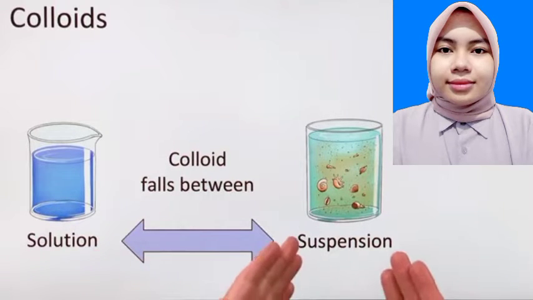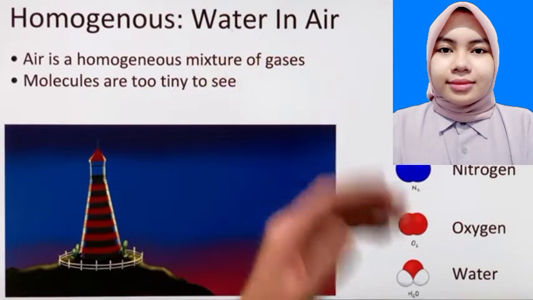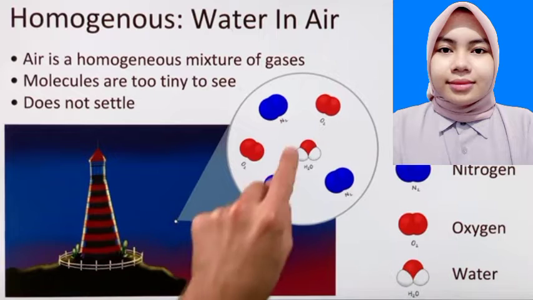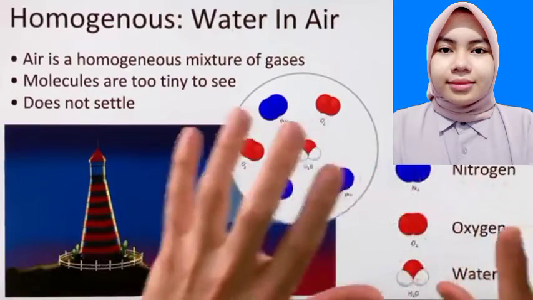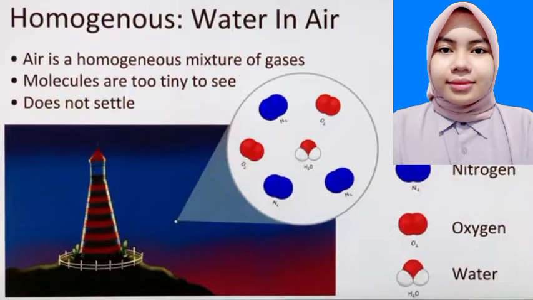We'll use an example to make this clear. We'll look at water in the air. Air is a homogeneous mixture of gases. They're mostly nitrogen and oxygen, but there are pretty much always water molecules mixed in. The molecules are too tiny to see, but we can zoom in. Here is water. Because air is a homogeneous mixture, the parts don't settle.